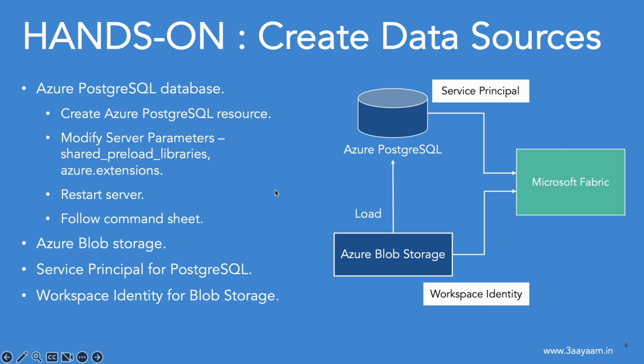So this is the first hands-on that I'll do. I'll be creating the data sources. You also do the same. Create the data sources in Azure, and we'll be using the Fabric workspace, either trial or the F capacity, to create a Fabric Data Factory there and perform different operations. We'll be creating a service principal for PostgreSQL and a workspace identity for blob storage. Let us go ahead and do that.